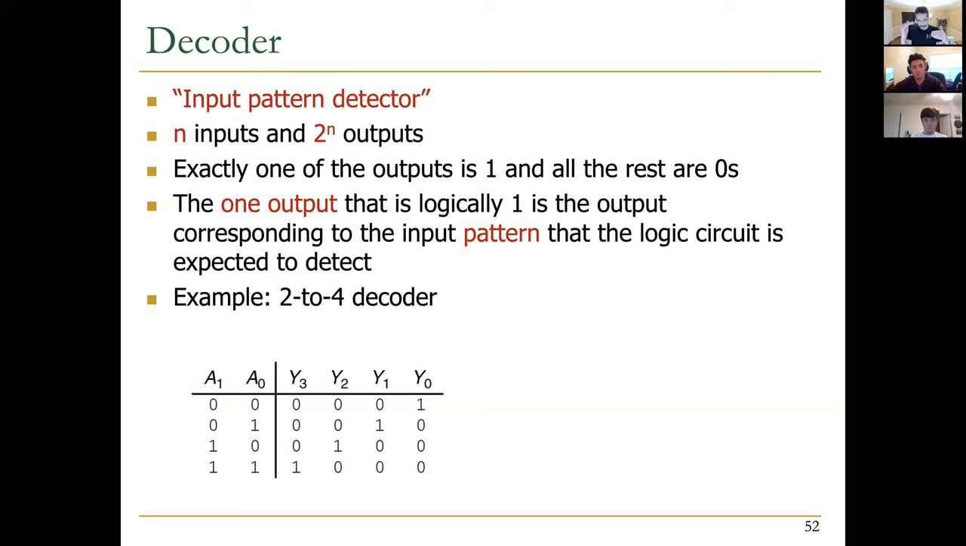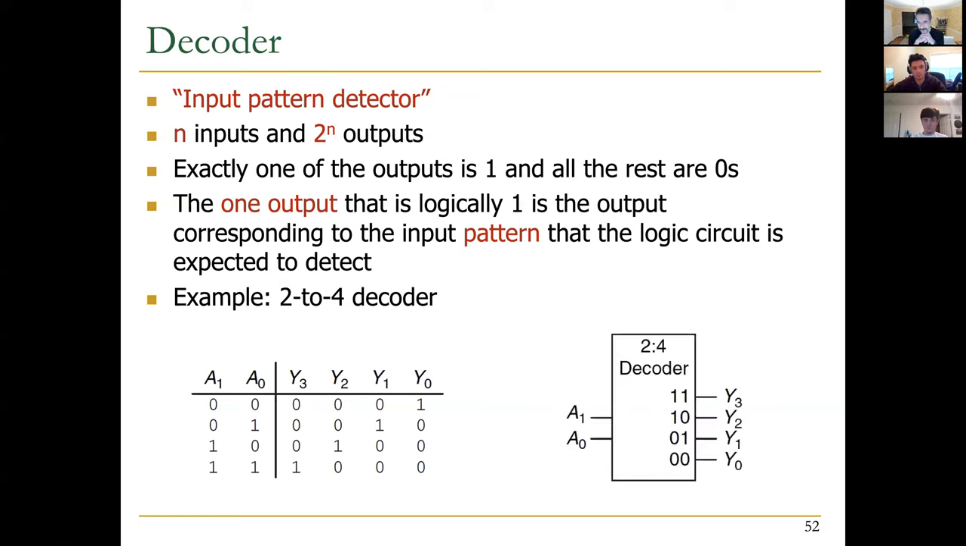So basically for every combination of the inputs, only one output is selected. This is how a 2-to-4 decoder is shown. Depending on the input signal, only one of the outputs is selected. And this is good for pattern matching, right? So when you have 16 instructions, you encode it in a way that you select the right instruction based on the encoding.